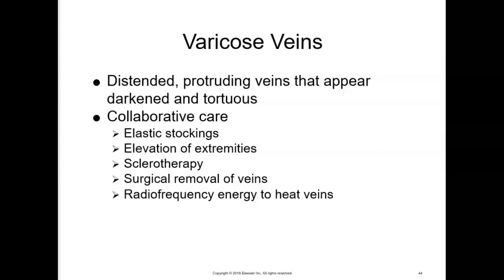Varicose veins are distended, protruding veins that appear darkened and tortuous. They can occur in anyone, but they appear common in adults older than 30 years old whose occupations require prolonged standing and heavy physical activity. As the vein wall weakens and dilates, venous pressure increases and the valves become incompetent, causing venous reflux. The incompetent valve enhances the vessel dilation and the vessels become tortuous and distended.